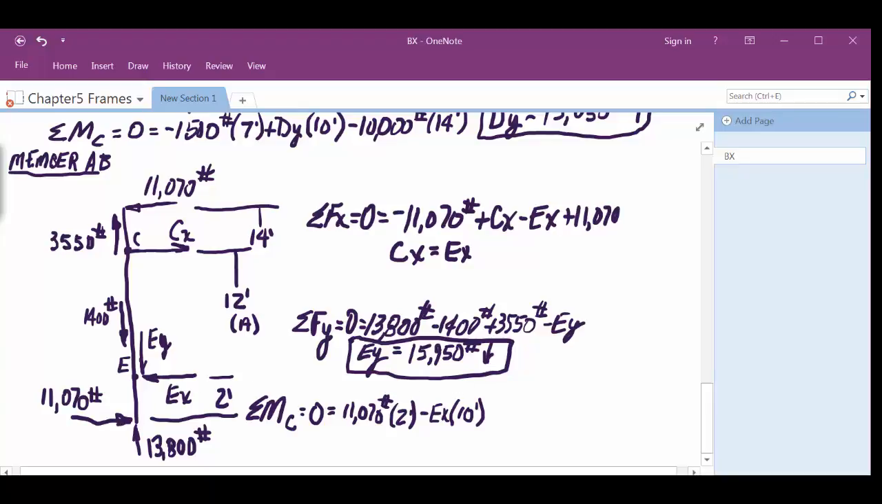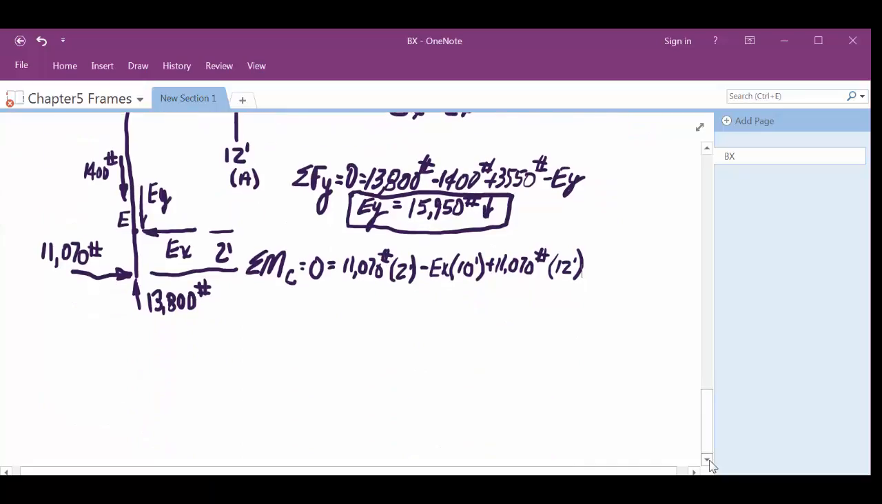Then we've got the 13,800 goes away because it's going through the point. And we've got this 11,070 trying to make it go counterclockwise, which is positive again. 11,070 pounds times 12 feet. That's it, isn't it? That's all the forces that the moment takes care of there. So we'll move that up a little bit so you can see it.